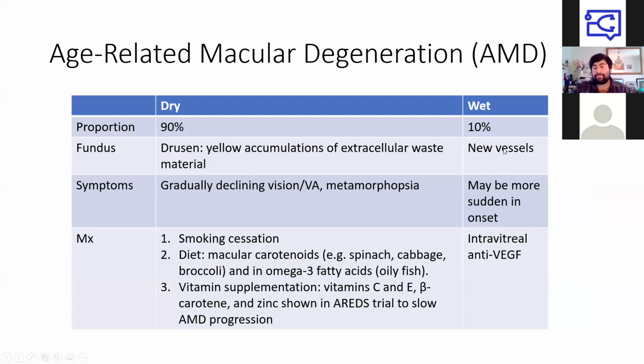And then wet AMD is when you look at the back of the eye, and in addition to drusen, you might see new vessel formation. And as I'm sure a lot of you know, when there are new vessels forming, those are usually friable, they can essentially burst and cause bleeding.